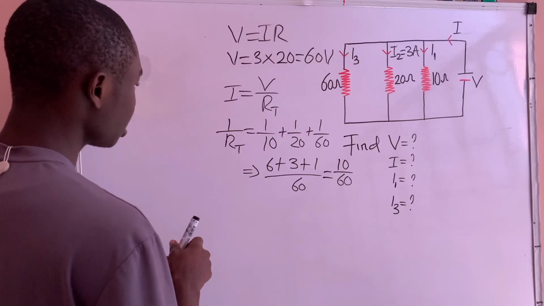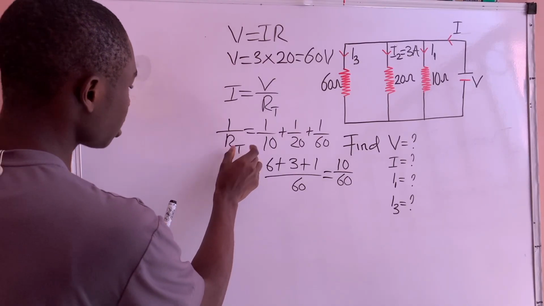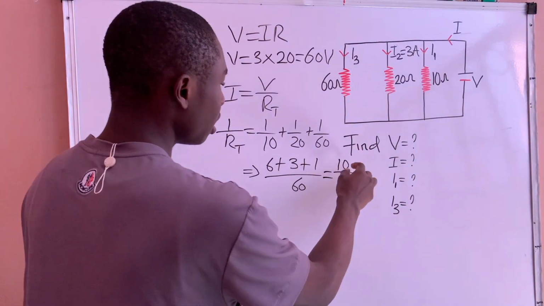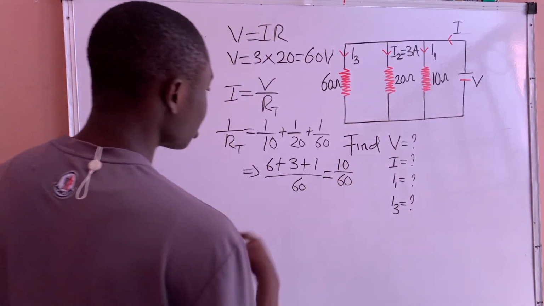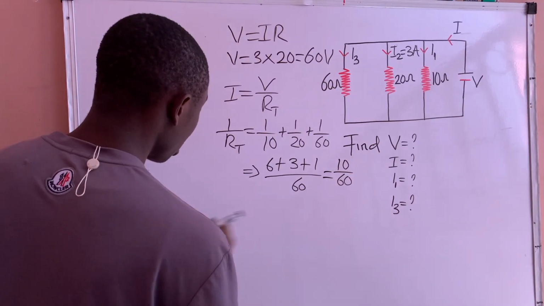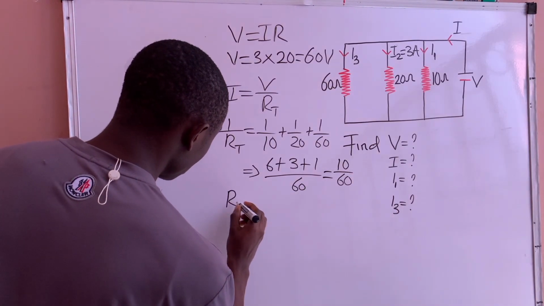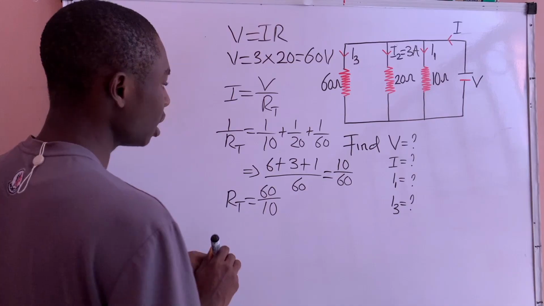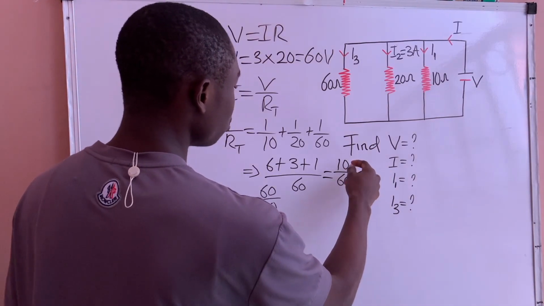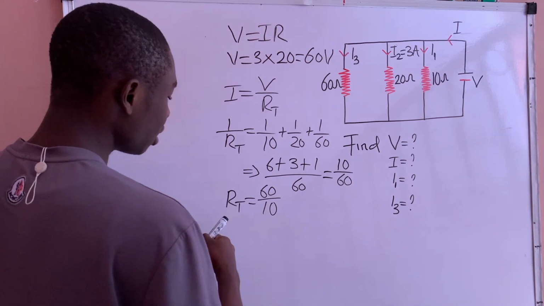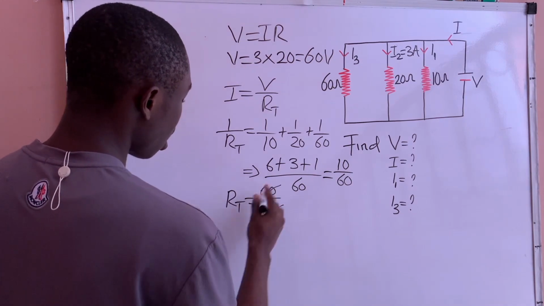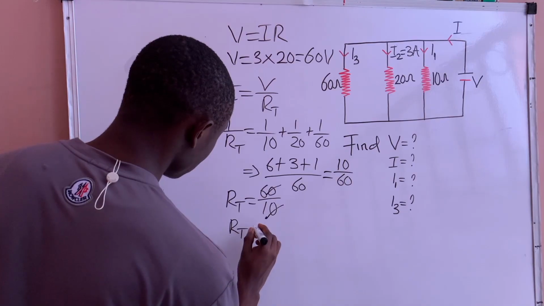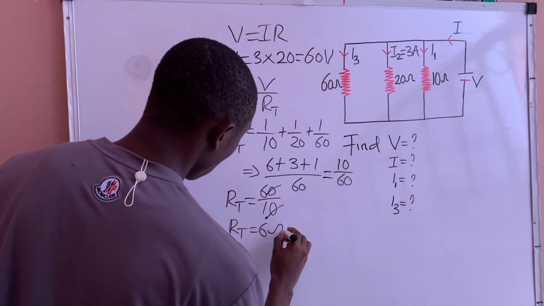Because this is a parallel circuit, to find the total resistance here we take the reciprocal, which means we invert the right-hand side. So R total equals 60 over 10, interchanging the numerator and the denominator. Then 0 takes away 0, and 6 divided by 1 is 6. So R total, the total resistance, is equal to 6 ohms.